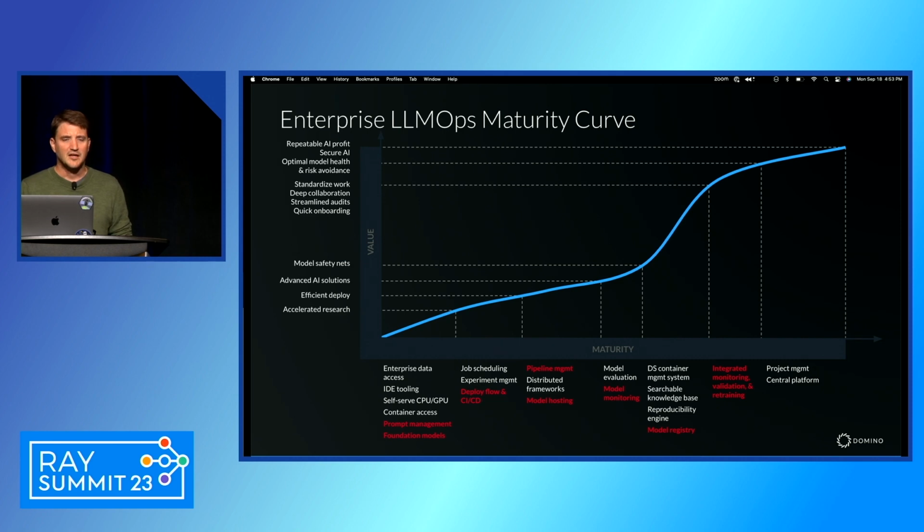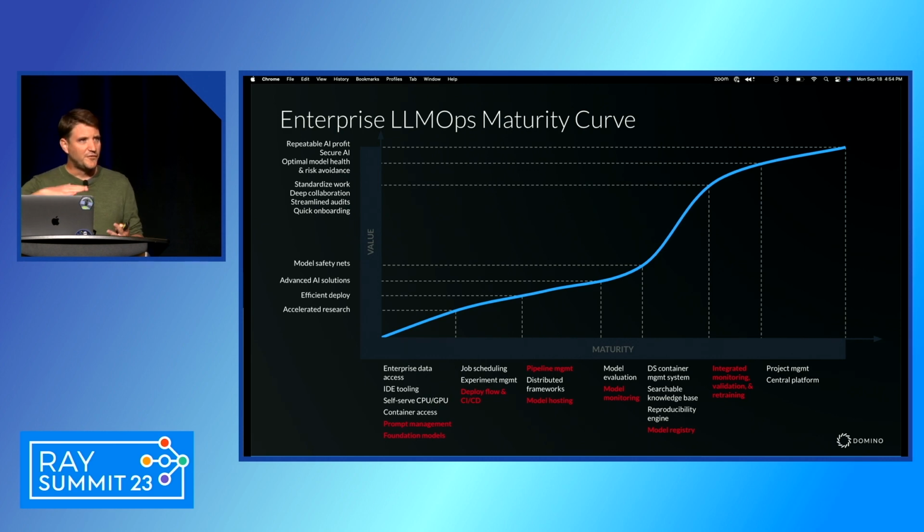The next step is how can you efficiently deploy this model that you have created? For that, you need job scheduling, experiment management, and now more and more you need to be able to integrate nicely into a CI/CD deployment flow. Then the next step is to have advanced AI solutions, where being able to have pipelines, distributed frameworks like Ray, for example, and model hosting becomes really critical.